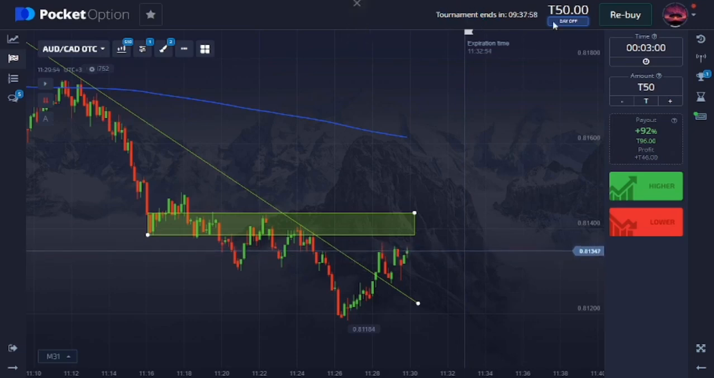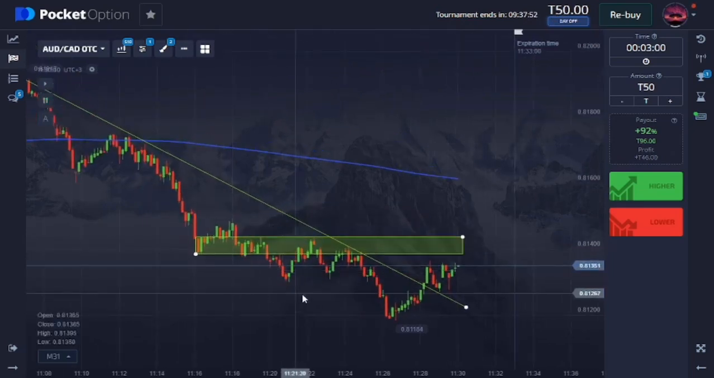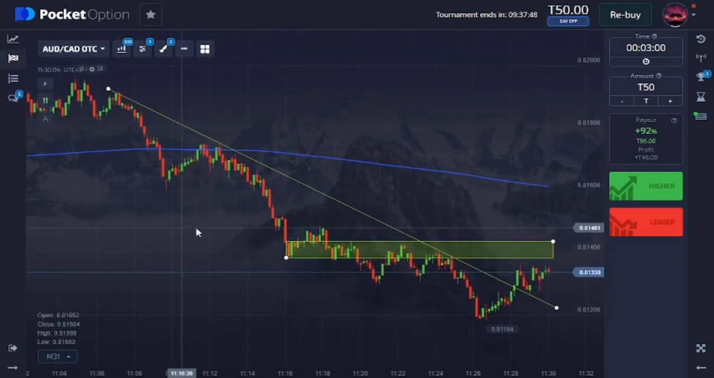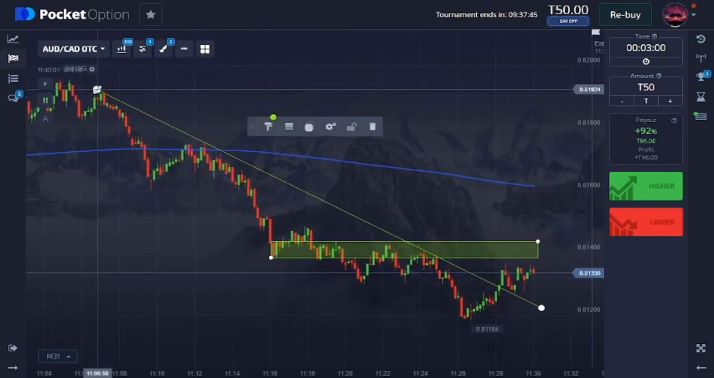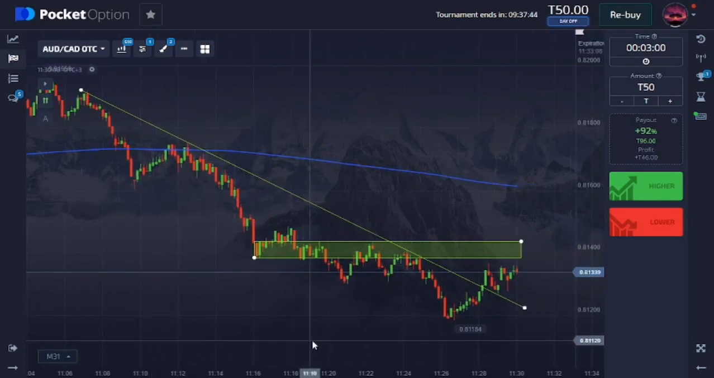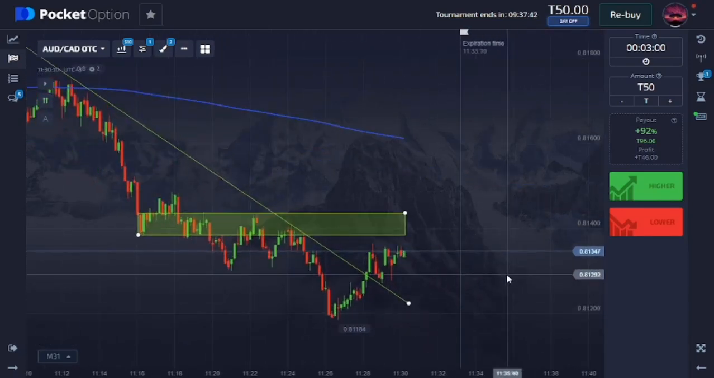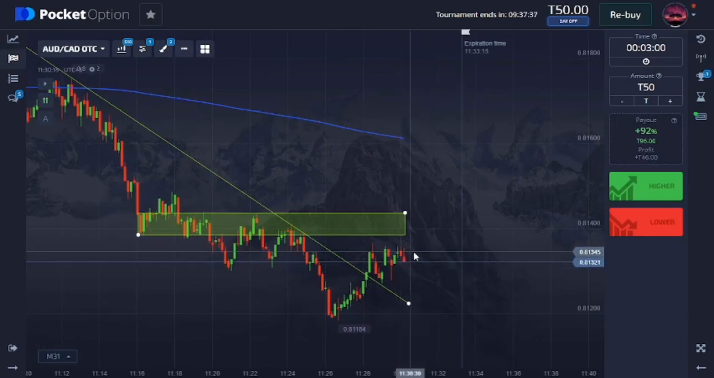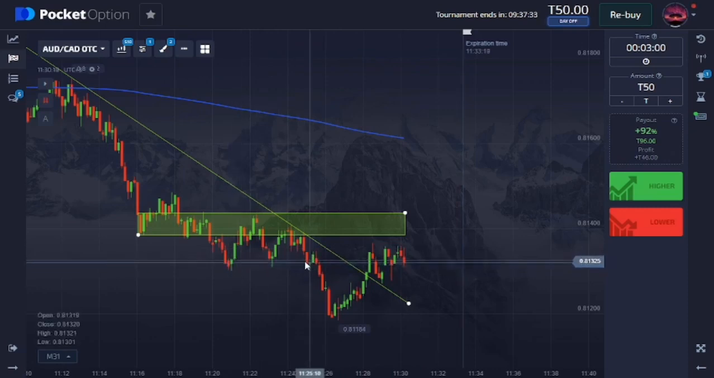This is tournament money, so it is free and it is just for learning. It's just to show you how the concepts work, and how you can incorporate these kinds of ideas into your trading. As you can see, the price is having difficulty around this point.